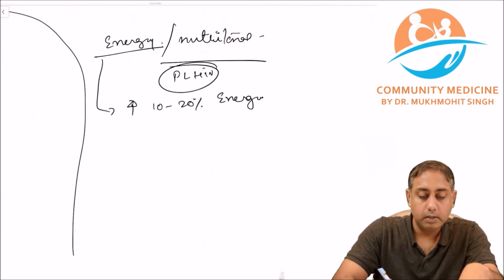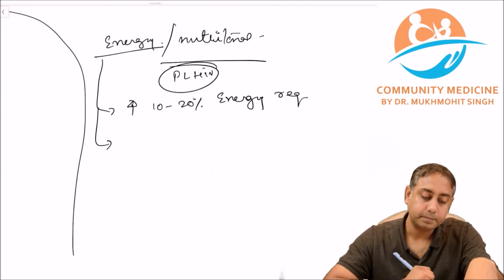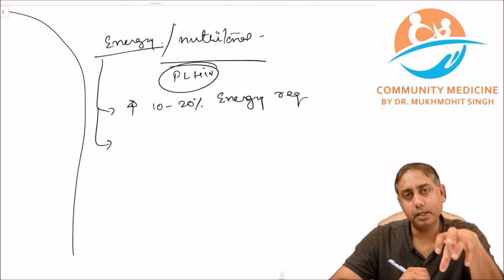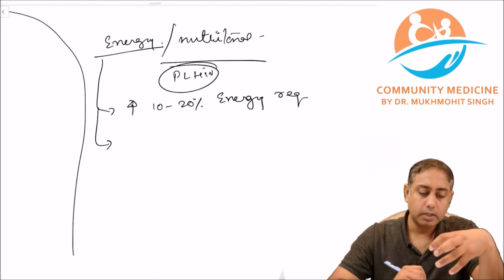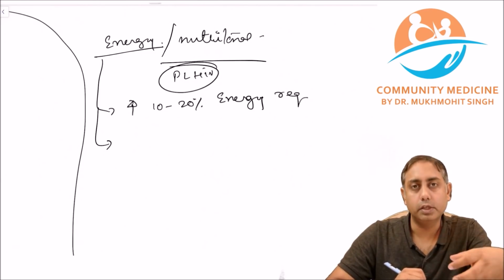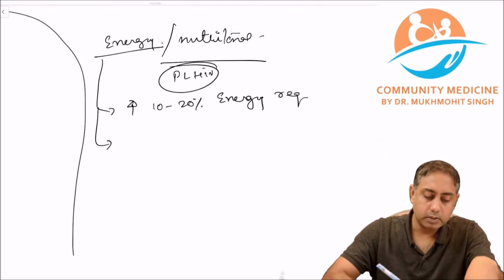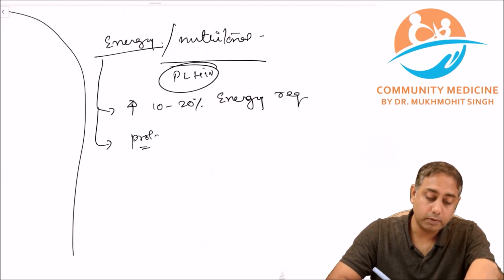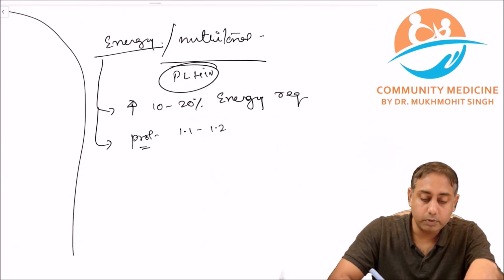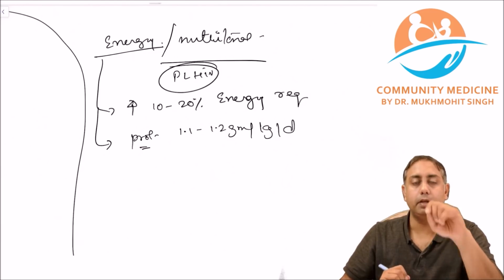Energy requirement is increased. It's a high energy disease, and because PL-HIVs require more nutritional demand, it's a nutritionally challenging disease, so you need to compensate them for the extra energy. How will you give them? You'll give them more proteins, you'll give them more fats. So how to give them more proteins? You increase the dietary daily protein requirement. How much? 1.1 to 1.2 grams per kg per day is the protein increase.